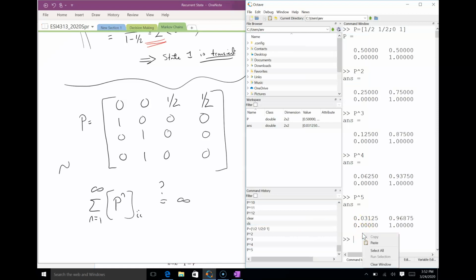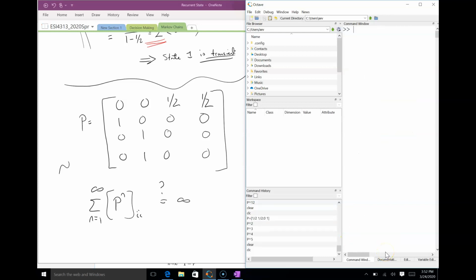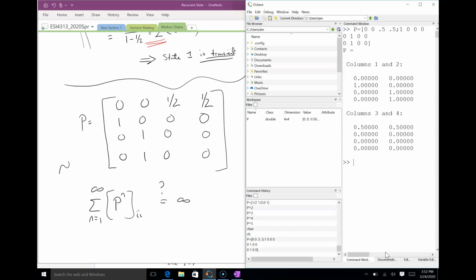I'm going to go ahead and type clear and clc, so that deletes all the variables and makes the screen nice and pretty. So I'll define our P matrix as 0, 0, 0.5, 0.5, 1, 0, 0, 0, 0, 1, 0, 0, 0, 1, 0, 0. Okay, so I now have my P matrix.